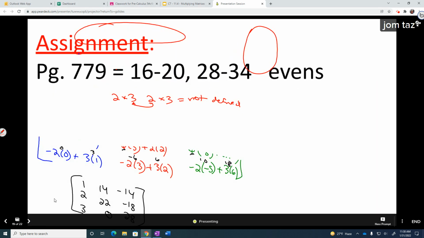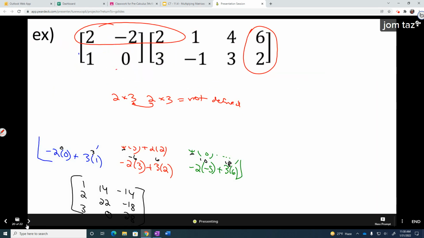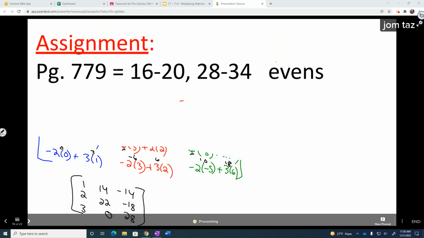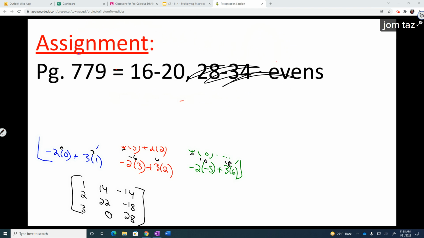But I didn't update, for some reason my things don't change. See, here's your assignment. Not that far. It's just going to be 16, 18, and 20. And it's right on Google Classroom, but for whatever reason, Google Slides doesn't update when I make changes to it. So 16, 18, and 20. And it is on Google Classroom already.